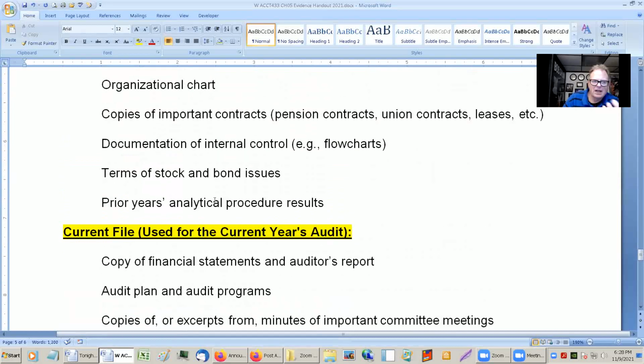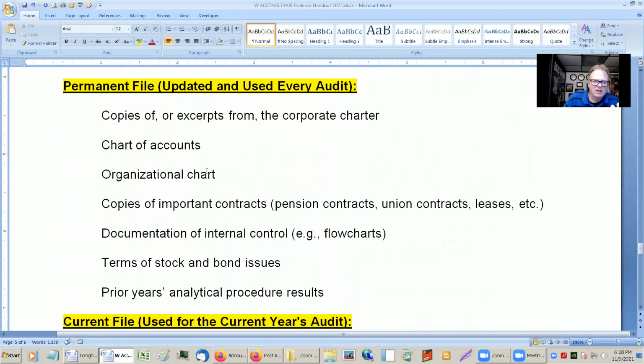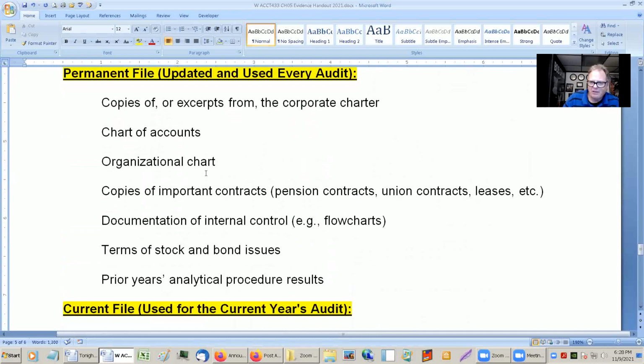So a lot of the stuff in the permanent file, are you going to have the income stuff from the previous year? No, because they're going to have income stuff from this year. That's what you're going to audit. So a lot of the stuff is not going to be carried over.